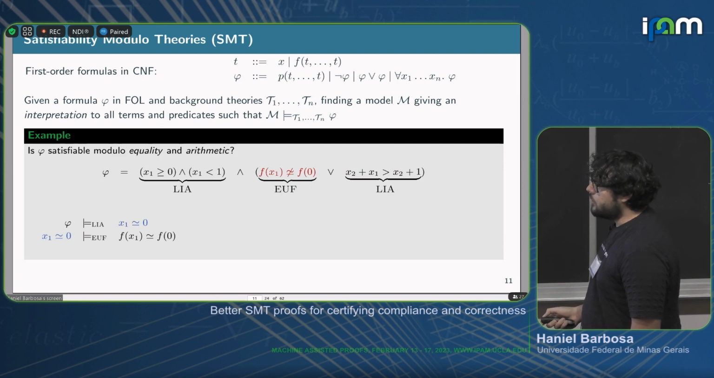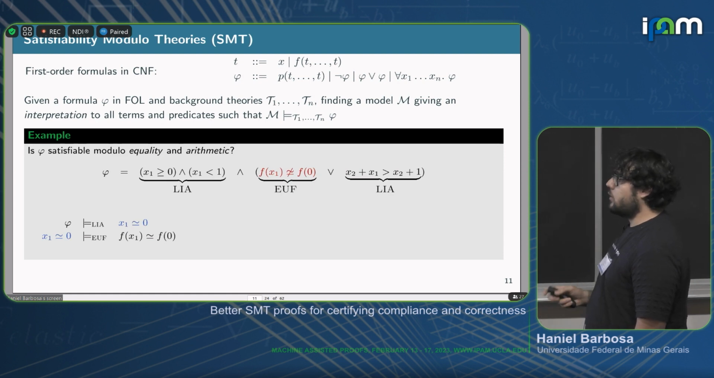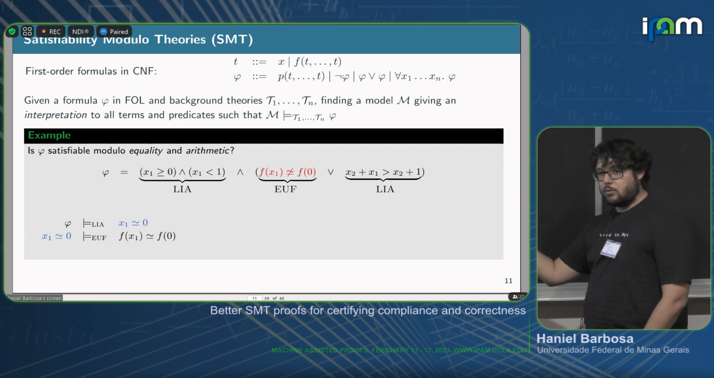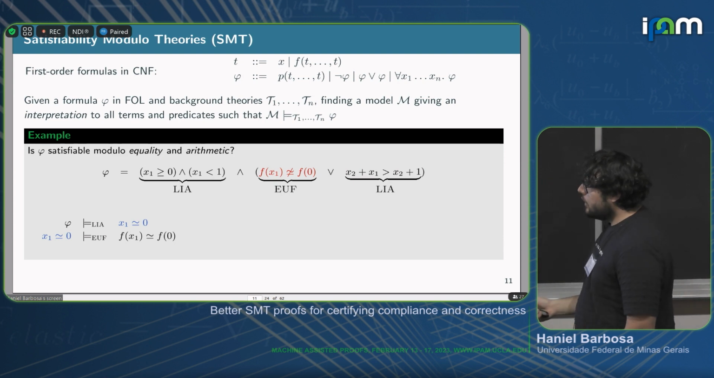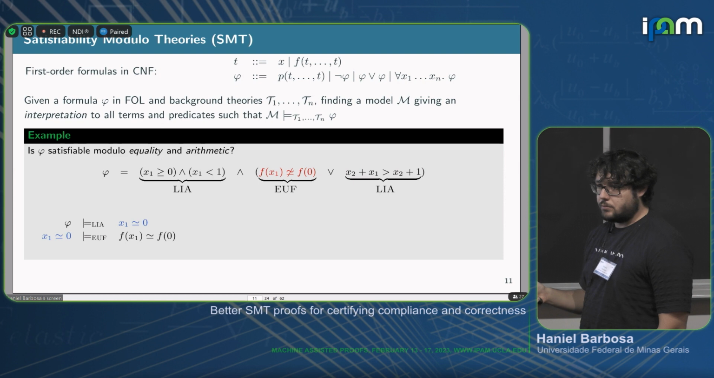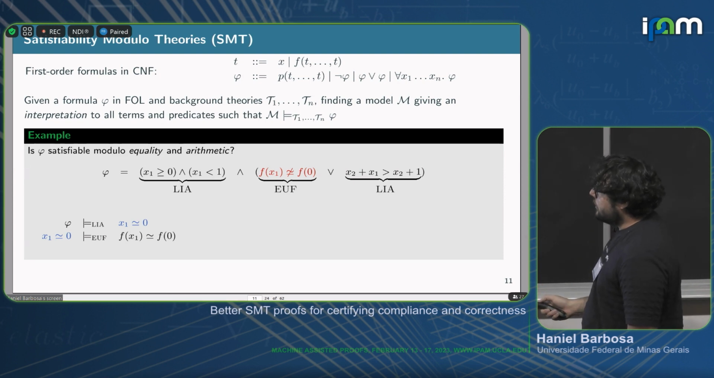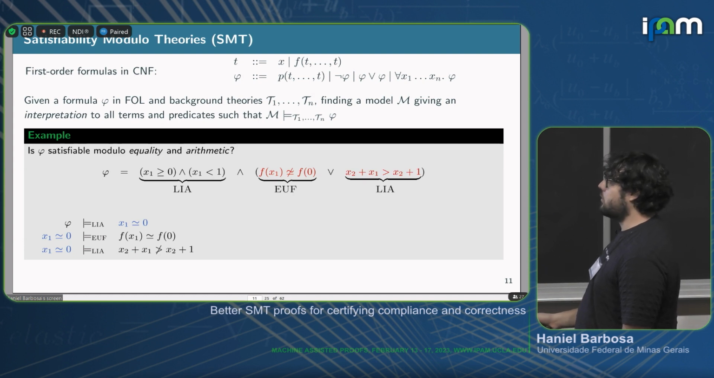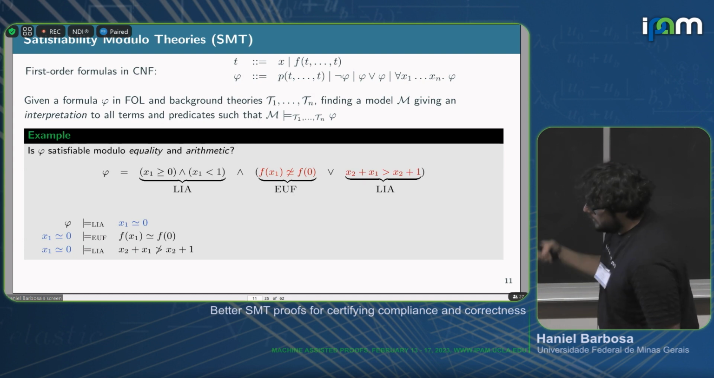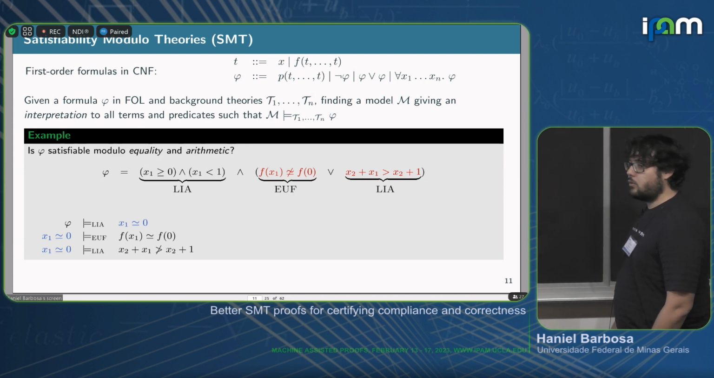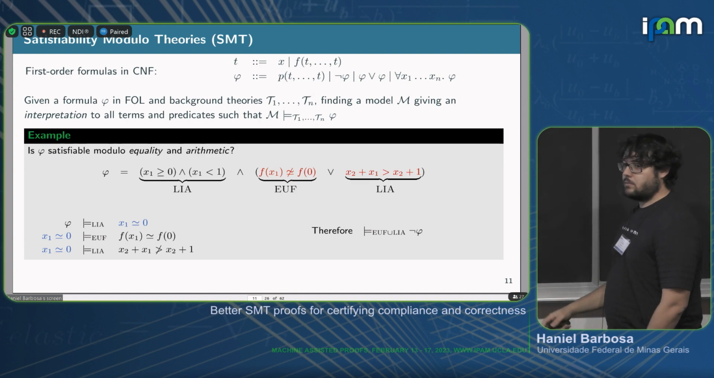I can apply congruence here: given that x1 is equal to 0, necessarily f of x1 must be equal to f of 0. Therefore, this one cannot be true, right? Necessarily, then this one needs to be true. However, I can infer that since x1 must be equal to 0, x2 plus x1 cannot be greater than x2 plus 1. So this problem is unsatisfiable.